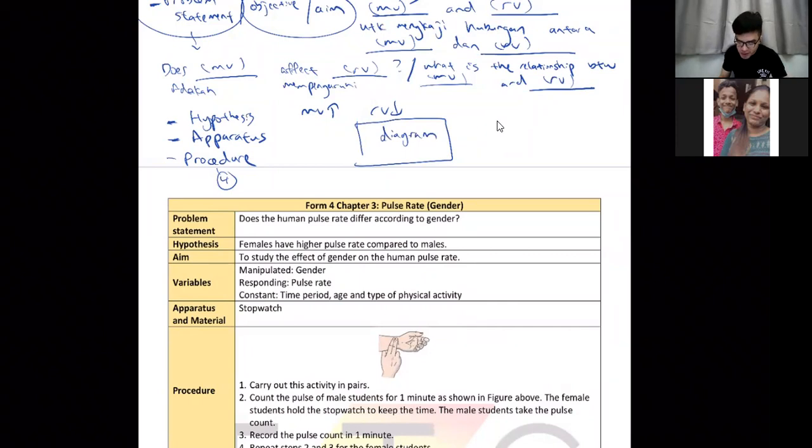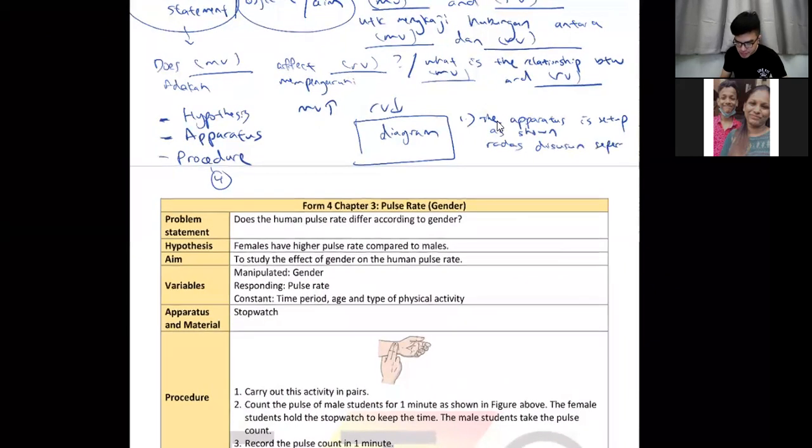Okay, so number one, what do you write? The apparatus is set up as shown. Okay, radas disusun seperti ditunjukkan.